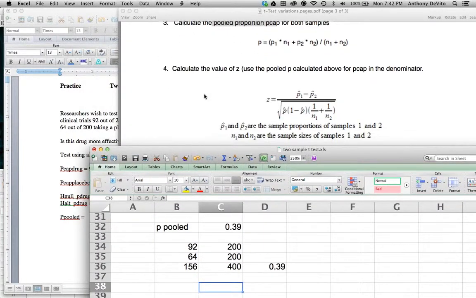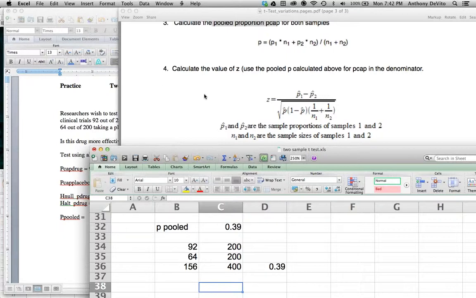Okay, so now what am I going to do now? I got my P values, my P pooled. I'm going to calculate a T score. Now, hang on a second here. When we work with proportions, do we ever use the T table? No, we always use Z.